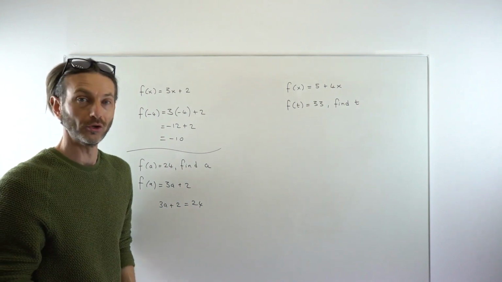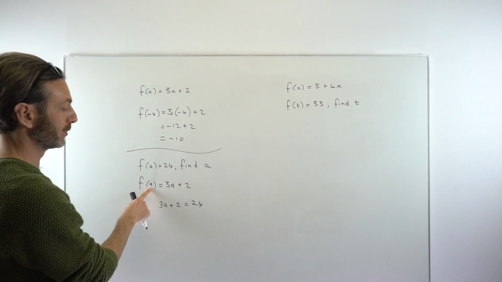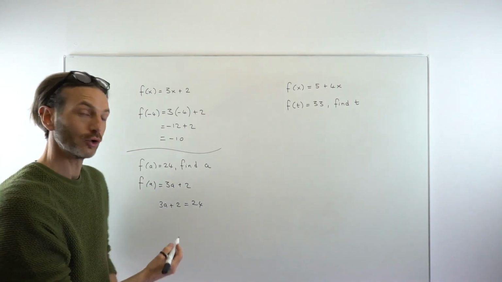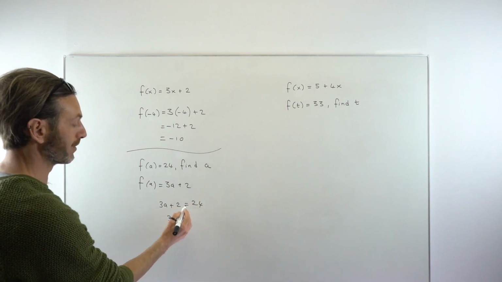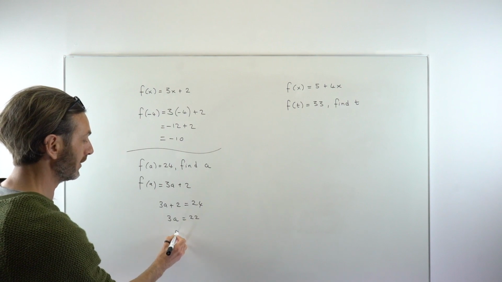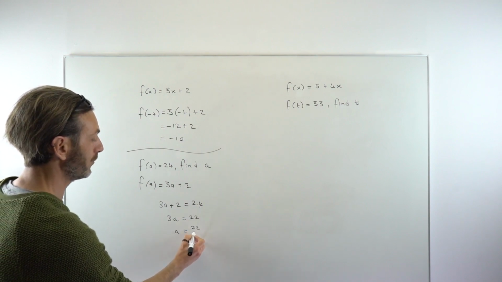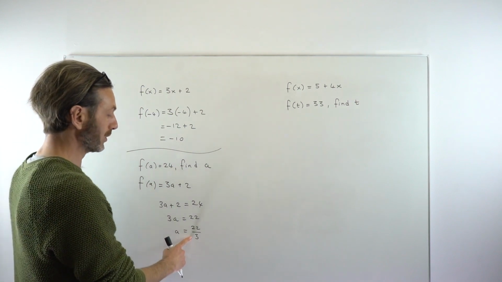And that's essentially how you do these questions. You just set the number equal to the function with the value subbed in. Then it's just a little equation to solve, just like normal equations. So 3a equals 24 minus 2, which is 22, and then divide by 3 to get 22 over 3 as the final answer. This one's come out to be a sort of weird final answer.